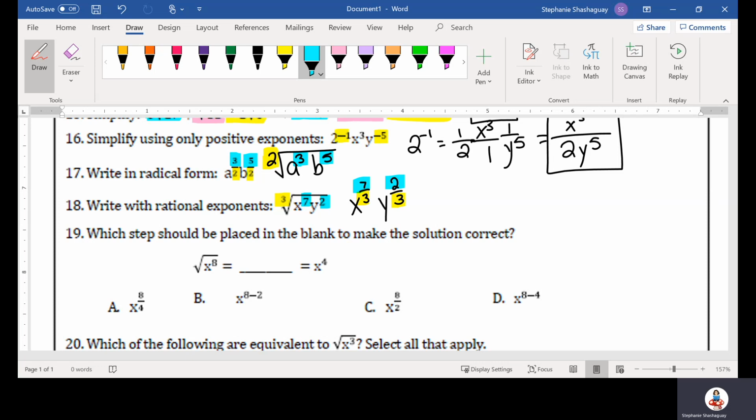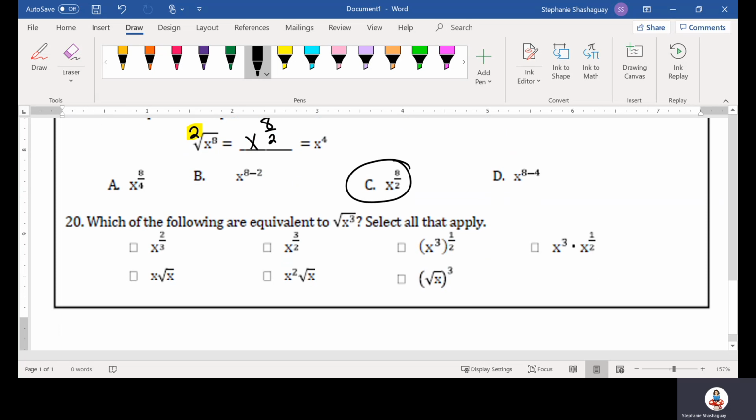Number 19, which step should be placed in the blank to make this solution correct? So we're looking at A, B, C, and D. What we're doing here is there's an implied 2 there, because that's the root if it's a square root. So there's always an implied 2 there, even if it's not listed. So that's going to be the same thing as x to the 8 over 2, which simplifies to x to the 4. So the correct answer here is C.